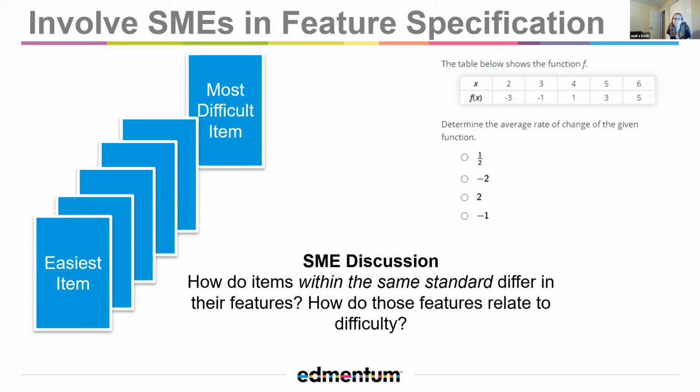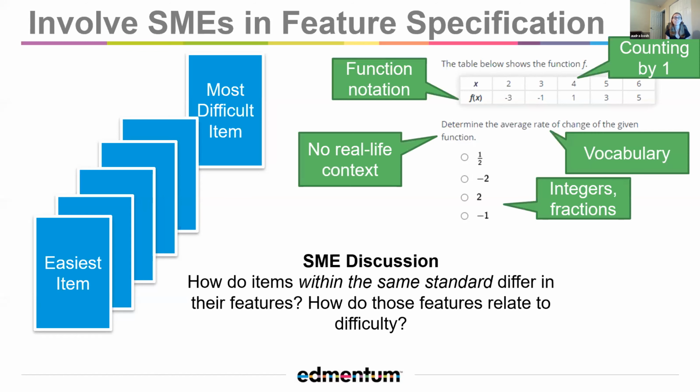So here's an example of a math item. I'm using math examples because that's my area, but this really applies to any kind of content area you're working in. So if we think about what are the features of this item, and SMEs get really passionate about this, so it's a fun exercise. Some things that come to mind here are, this item uses function notation, so it has that f of x in the table versus y, so that's a step up. I also noticed that the values in the x increase by 1 consistently in the table.